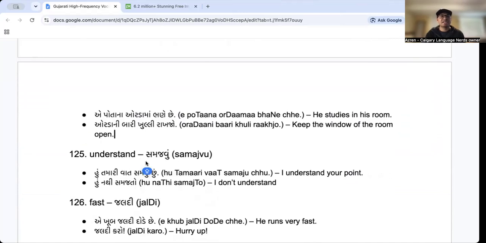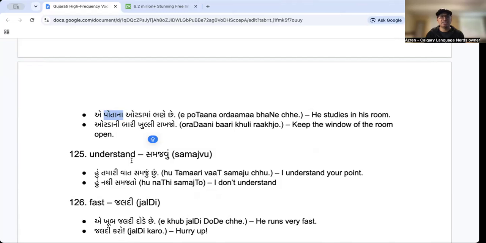Here we go. E potana ordama bhane che. We'll slow down a little bit here. So potana means like your own, like potani gadi, his or her own car. Potanu ghar, his or her own house. Potano ordo, his or her own room. Okay, so e potana ordama bhane che, studying in his own room.